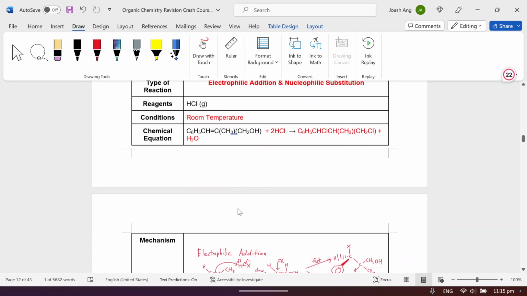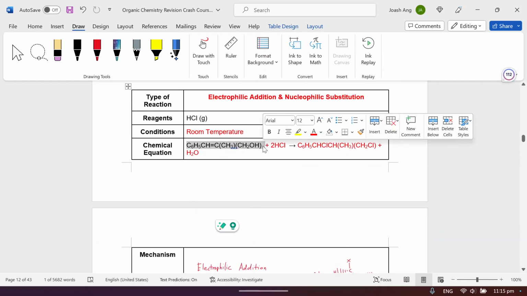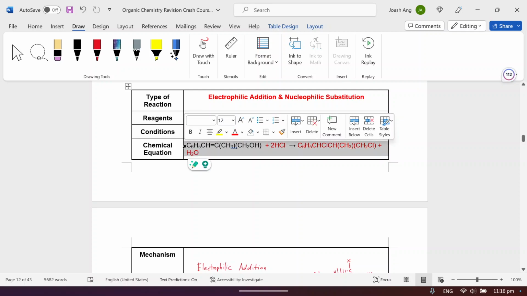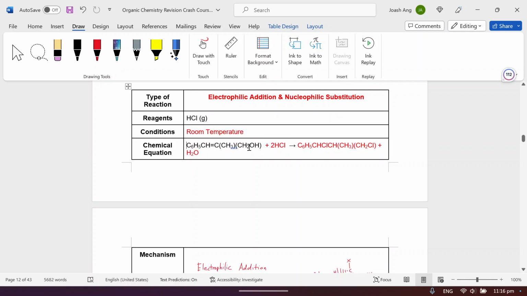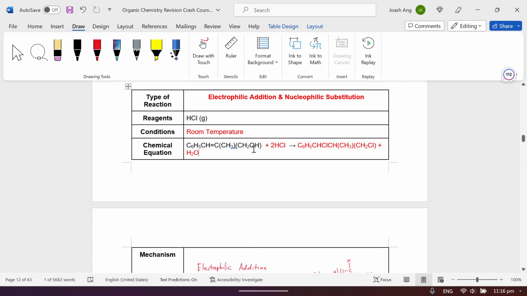Okay, I'll go on to the next reaction, which is this reaction right here. So this one, I would say most people would forget about the alcohol group being substituted with Cl. So just take note that alcohols also undergo nucleophilic substitution with HCl to form halogenoalkanes right here.